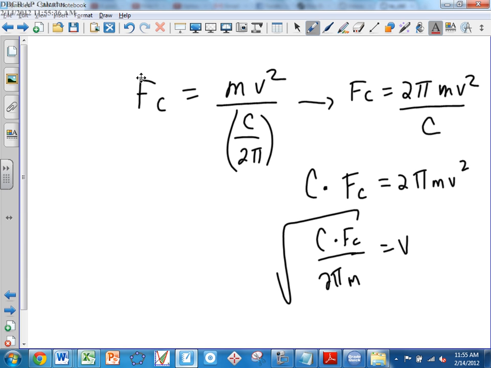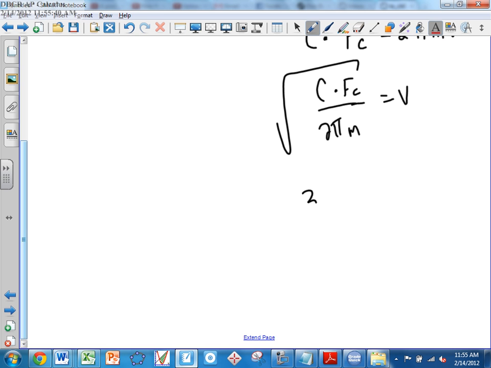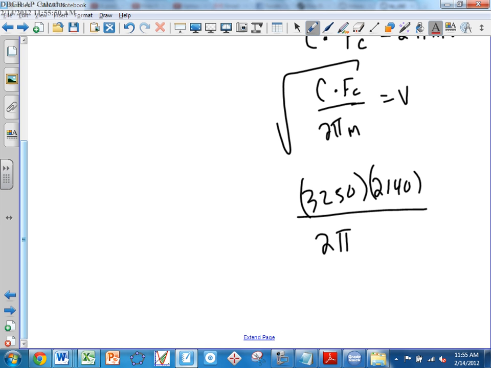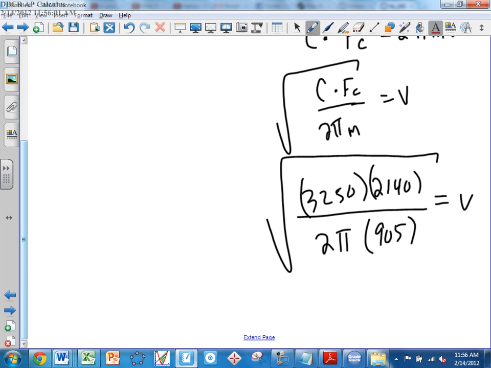Alright. Which gives you, in case you're wondering, 3250. What was the centripetal force? 140. And the mass was? 86.5. 905. Oh, damn, that was the last one. Last problem. I thought the same thing.